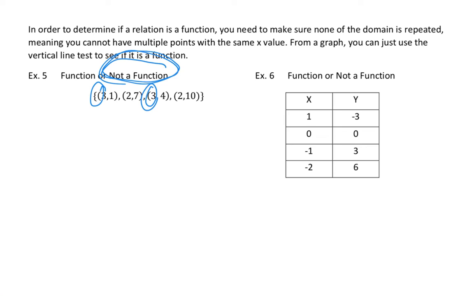Example 6, I see again, well, this time I don't have any repeating x's. All those x's are different, so it is a function. If these were to be graphed, example 6 would pass the vertical line test. You would be able to draw vertical lines without hitting multiple ones, but example 5 would not.